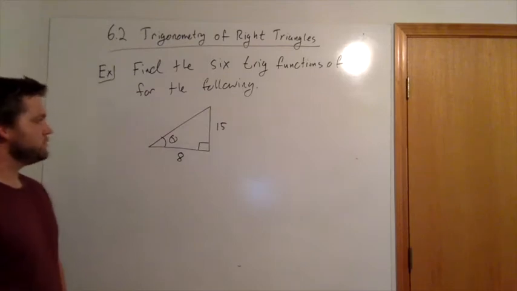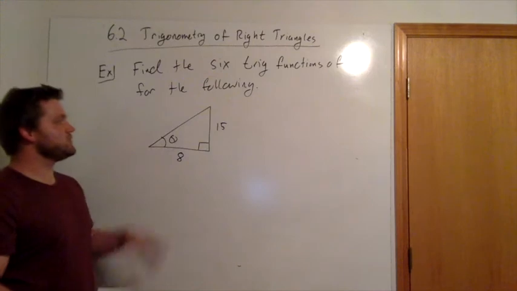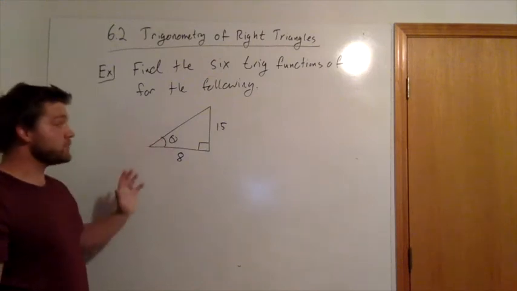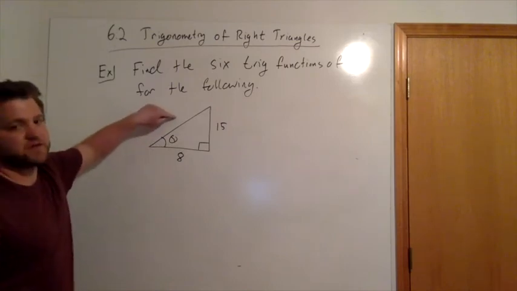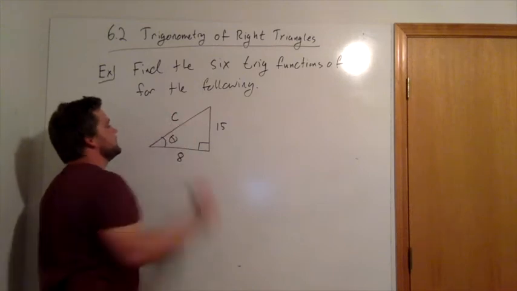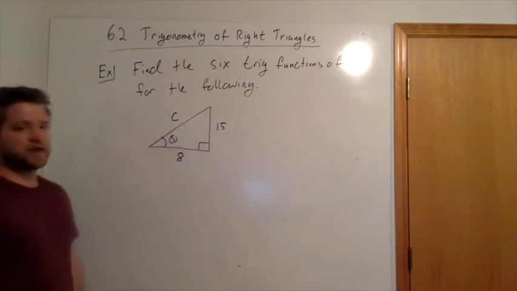Okay. So the main problem so far is that I don't know the length of the hypotenuse, so I can't find all the six trig functions. So our first job will be to try to figure out the length of the hypotenuse. We'll call it C. And to do this, we're going to use the Pythagorean theorem.